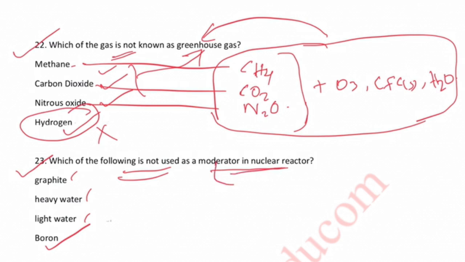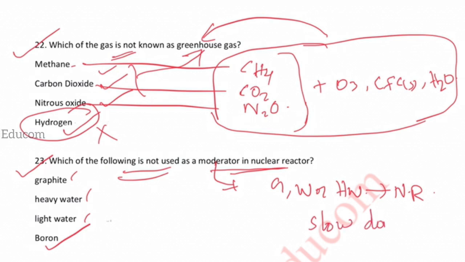So what is a moderator? That you have to know. A moderator is a substance such as graphite, water or heavy water placed in a nuclear reactor to slow down the neutrons. To slow down the neutrons is the main function of using these moderators. Hope you got it.